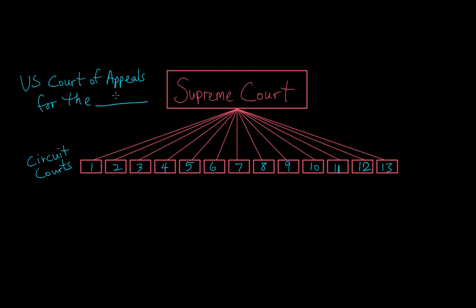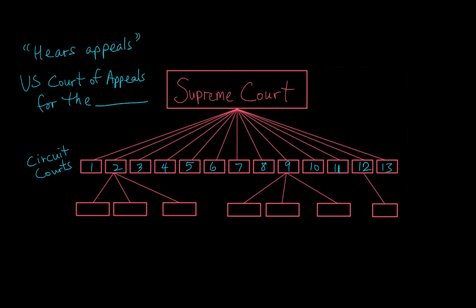The reason it's called the Court of Appeals is because it hears appeals. It hears the appeals of the lower courts. That just means that it reviews the decisions of the lower courts. Just like how the Supreme Court reviews the decisions of the circuit courts, the circuit courts review the decisions of the courts below. And the courts that are below the circuit courts are courts that we call district courts.